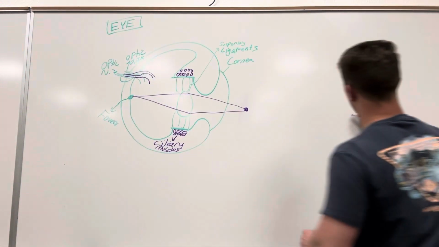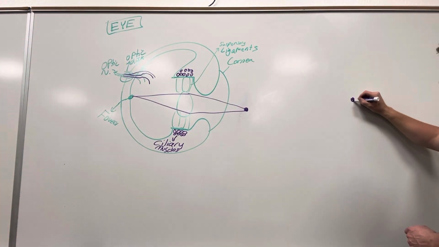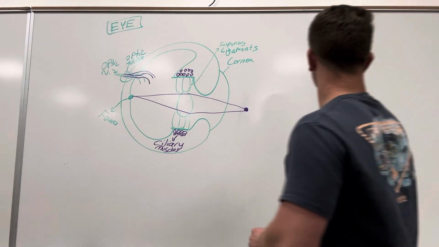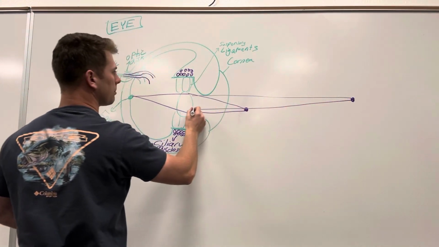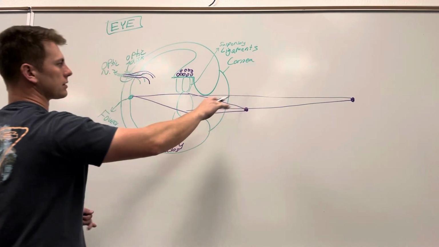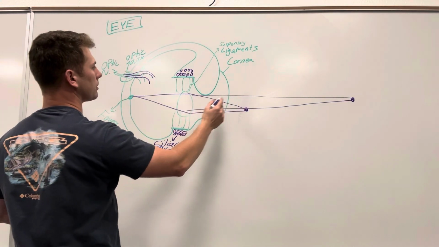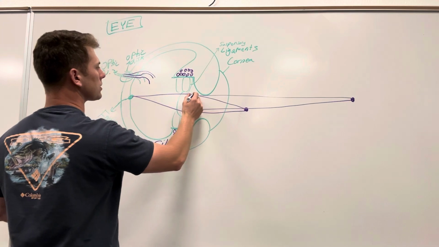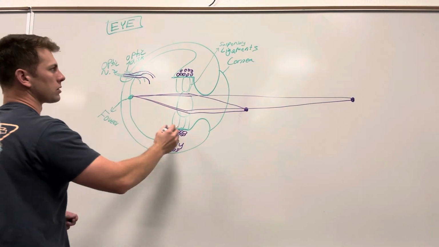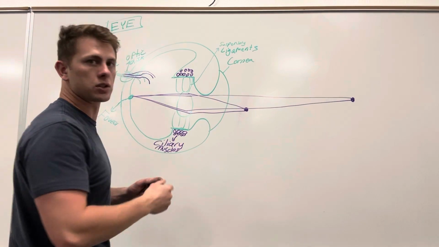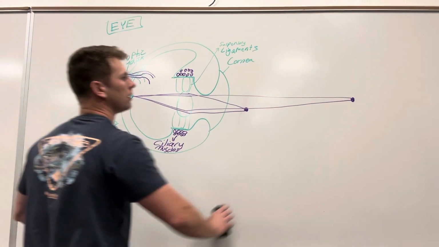If we have something really far away, the angle is less steep. That's kind of a bad drawing, but this angle is less steep, so it doesn't have to bend light as much. So it can be less convex. And I'll show you how the eye does this. All right, it's this.